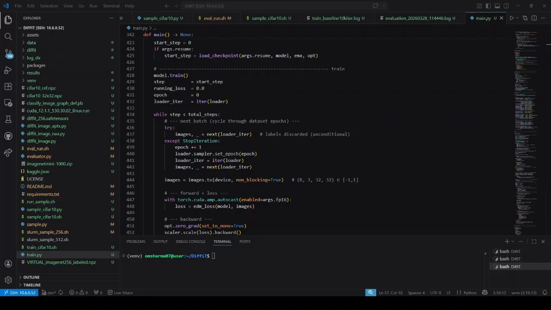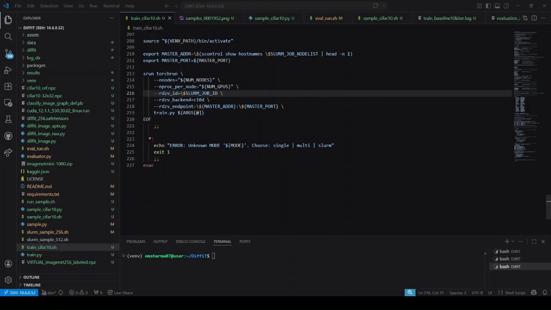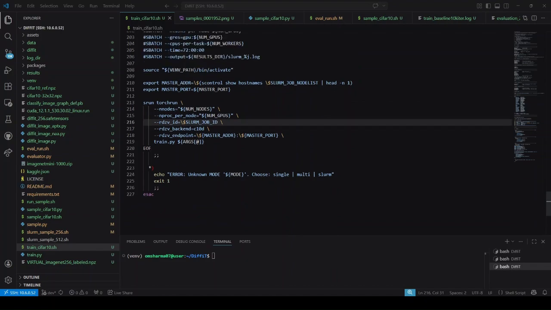I launched training using train.cifar10.sh, which sets all the hyperparameters required for training. Due to time constraints, I trained for only 10,700 steps instead of the paper's 200,000, but the loss curve was healthy, around 0.178, and the model was clearly learning.